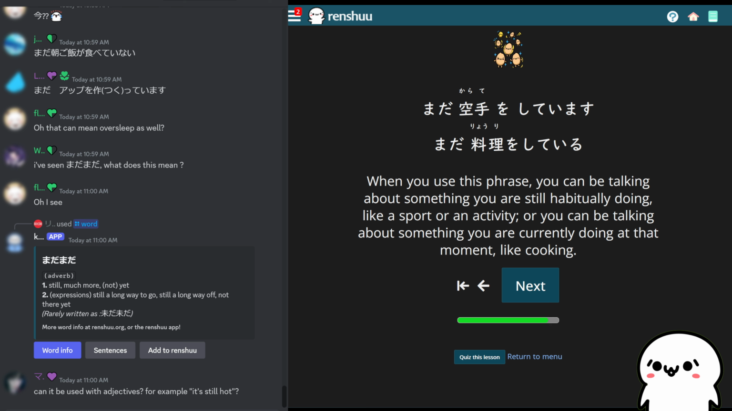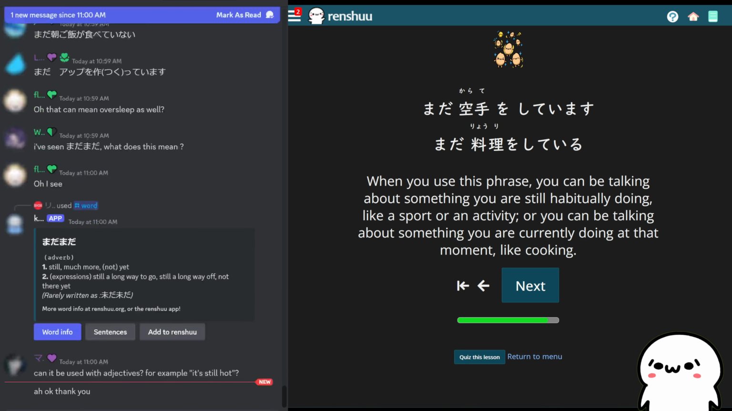Sure, you can use it with adjectives. I think it was on one of the panels earlier. So yeah, it's still hot, of course. Good question. Mada atsui. Mada suzushii yo.